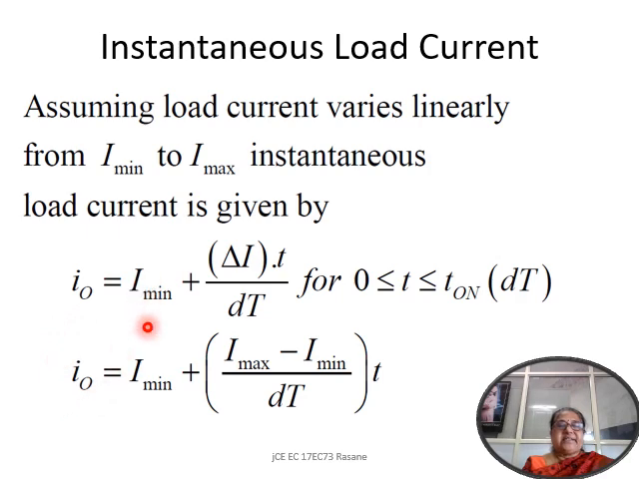So I can write this as I minimum plus delta I, where delta I can be written as I max minus I minimum upon on time dt into T.